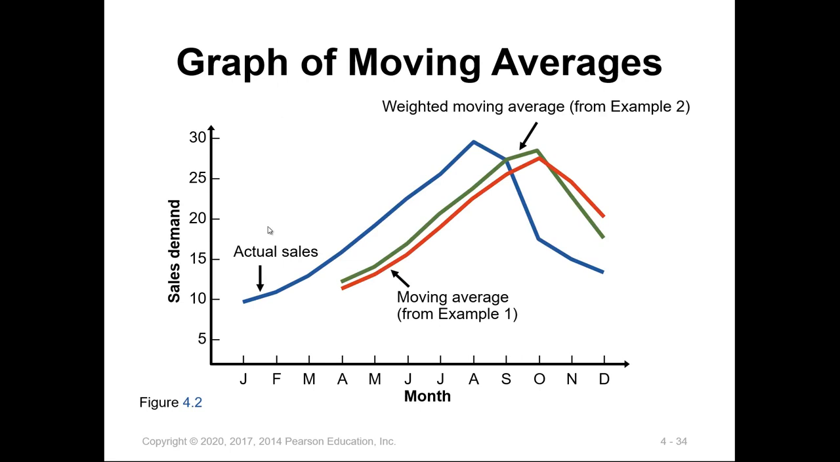This graph compares the moving average and the weighted moving average with the actual sales. Weighted moving average predicts closer to the actual, but not with a lot of difference from the moving average.